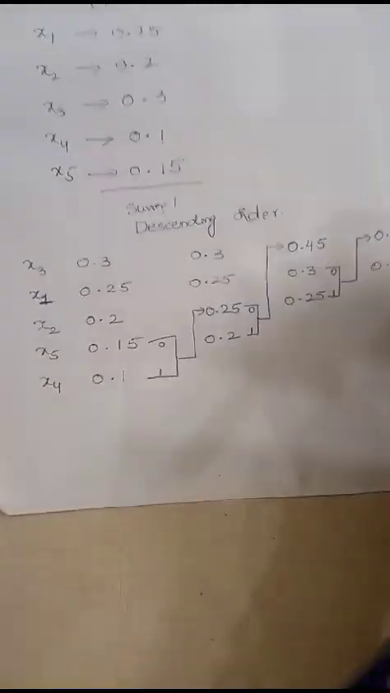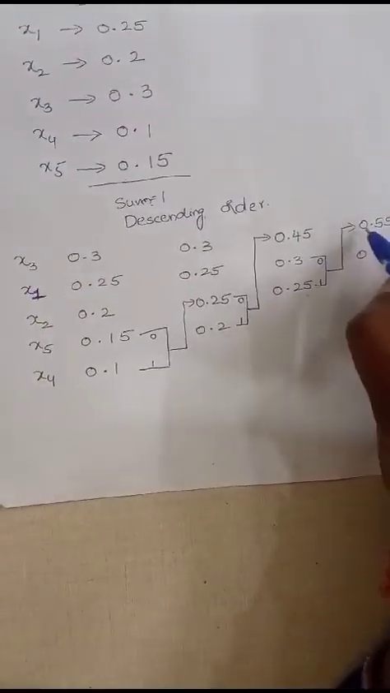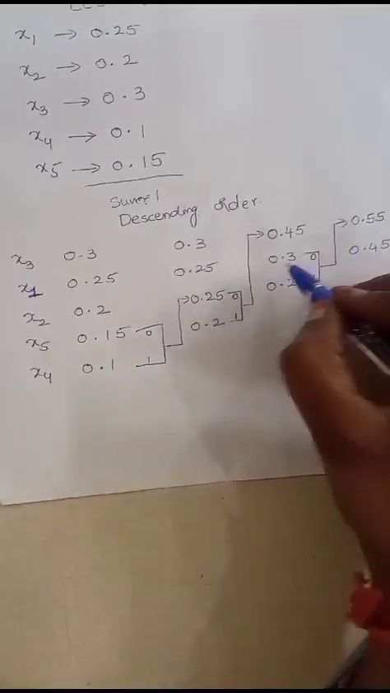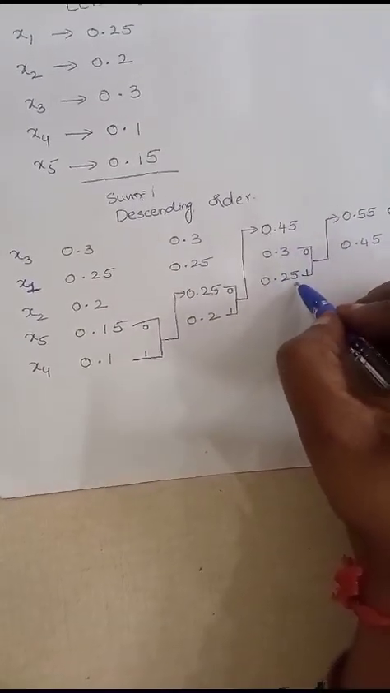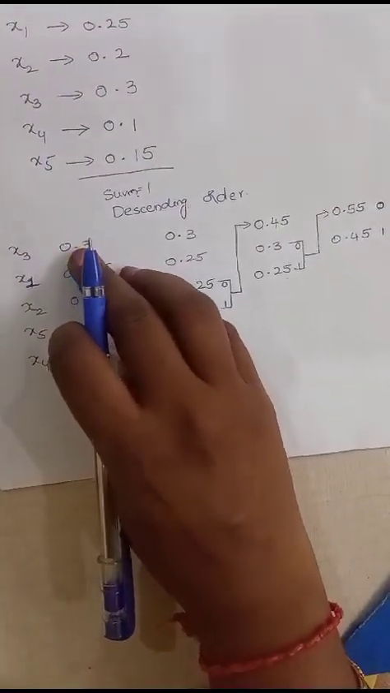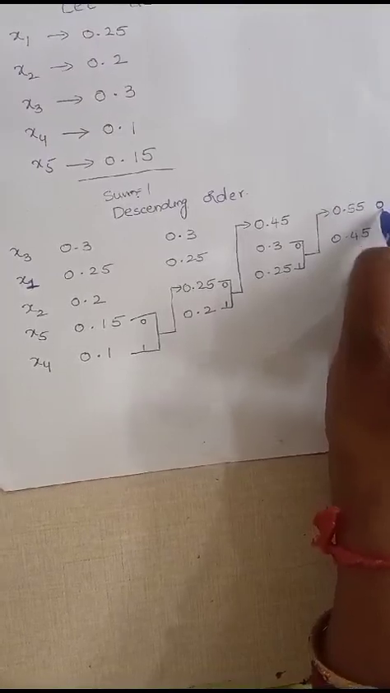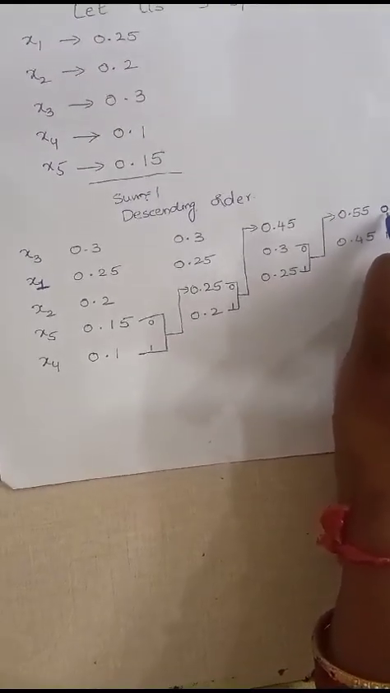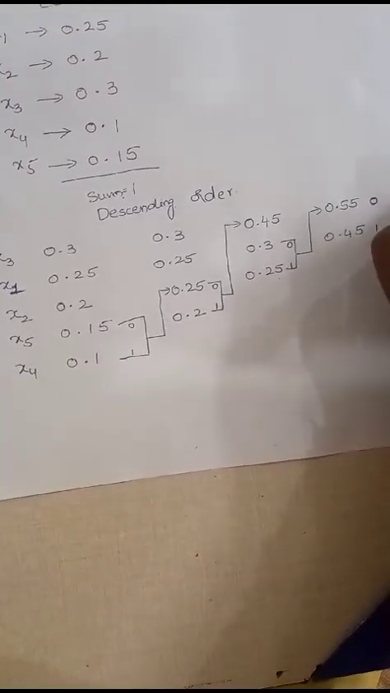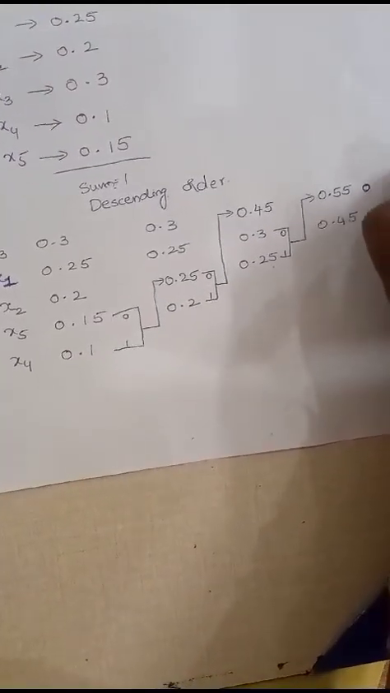Now how to give the coding here? Let us see. 0.55 is a contribution of 0.3 and 0.25, where 0.3 is the symbol for x3. So the code for x3 we can take in the reverse direction, that is from 0 and 0. So for x3 the code is 00.